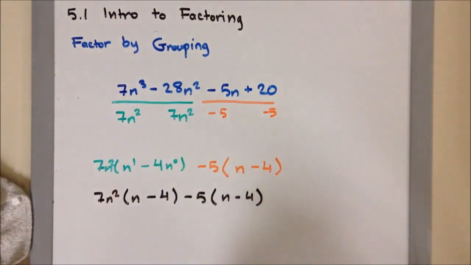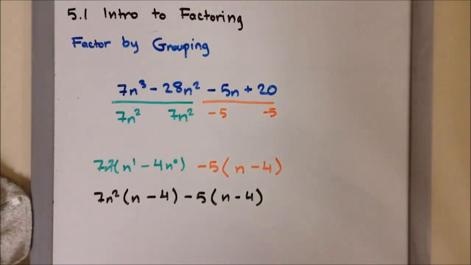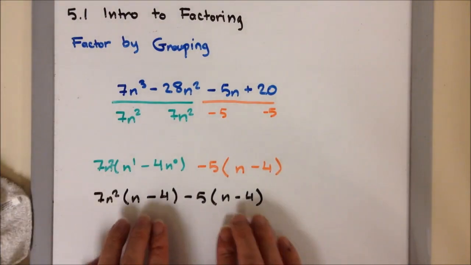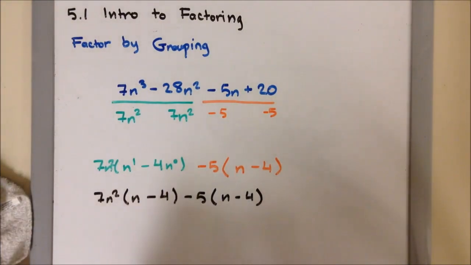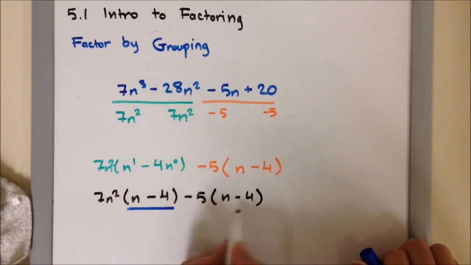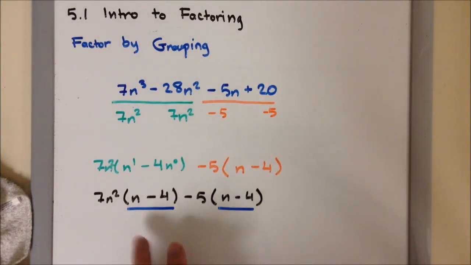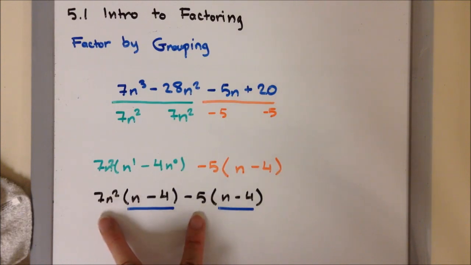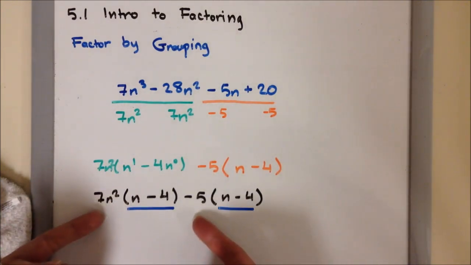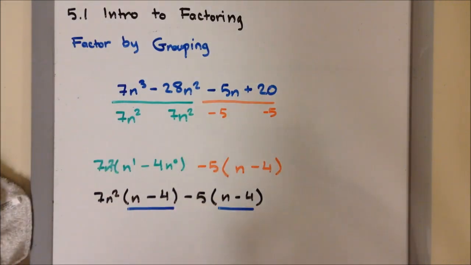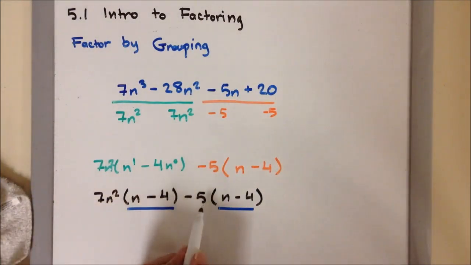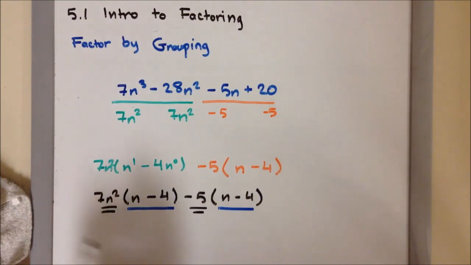Alright. So let's take a closer look. Notice how these two pair of parentheses are the same. Exactly the same. n minus 4, n minus 4. If you come across something like this, where two sets of parentheses are exactly the same with a coefficient outside the parentheses, what I'm going to do is group these two. Listen carefully to the word. I'm going to group these two right here together.